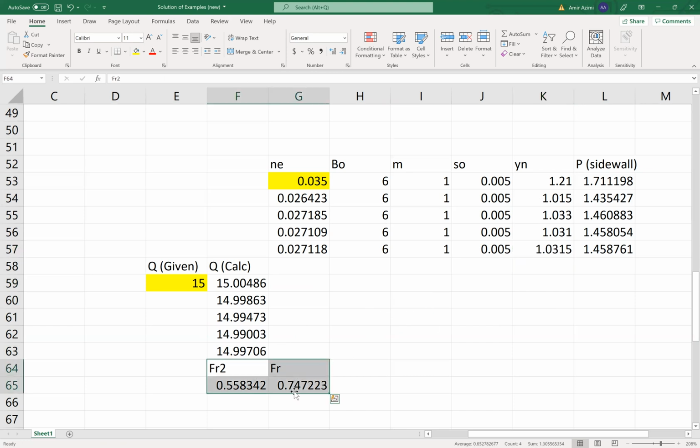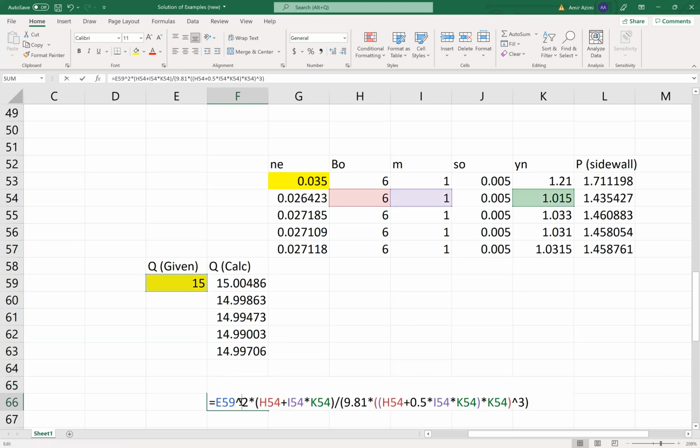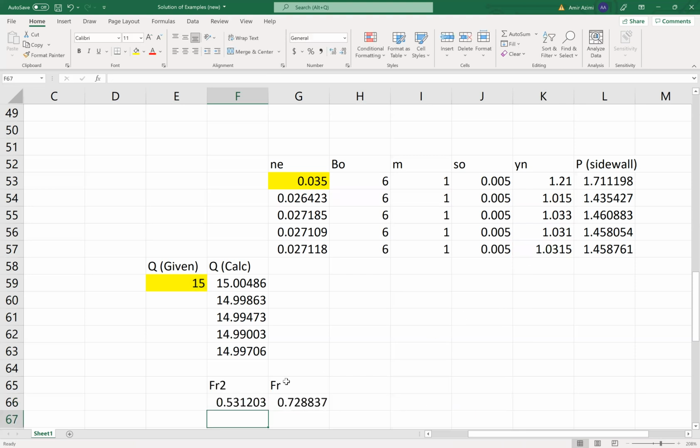And then we need to calculate the Froude number. So I develop the value of Froude number. What I do is I just use the latest value of Yn. The sidewall slope and bottom width are constant. I'm just using the most updated value. And then I get the Froude number of 0.728. So that's it.